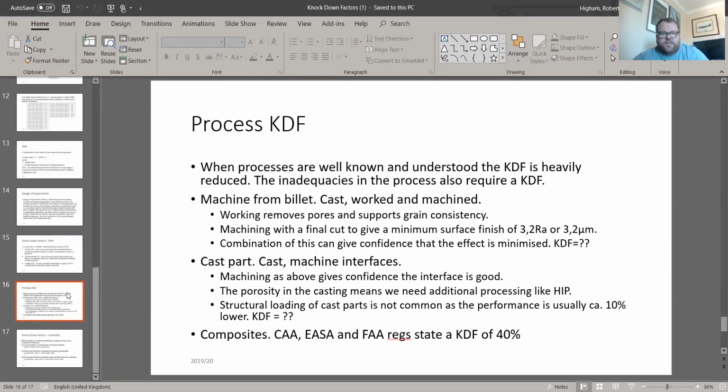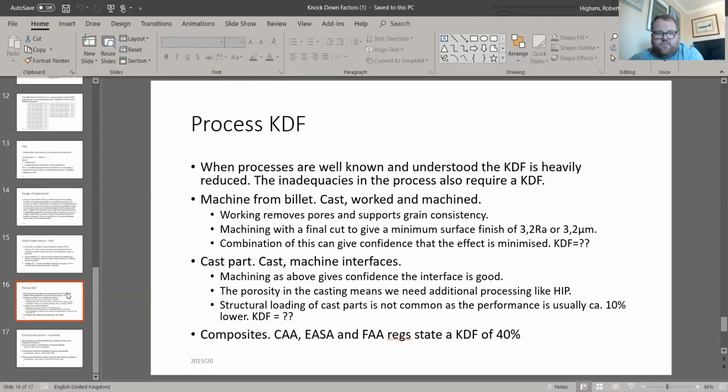A couple of examples here. So if your process is well understood, as in it always gives us the same output, back to the same point we just talked about, process capability and process confidence, then that can give us confidence that the process isn't going to change the material. However, some processes are naturally more variable than others.